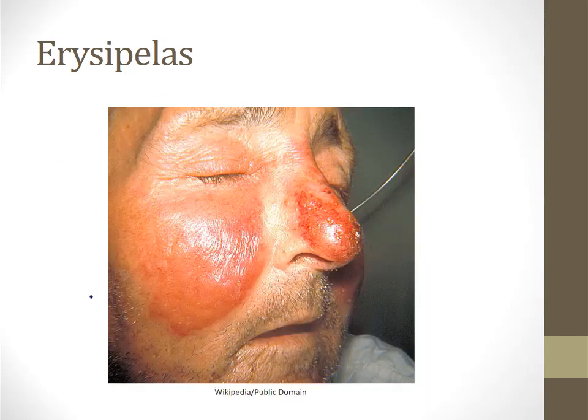Here's a picture of a man with erysipelas, and note that there is this very clear demarcation between the red and infected skin and the normal skin. That's classic for erysipelas. It also tends to occur in older patients like this man. It also tends to occur on the face. So this is a classic presentation of what erysipelas can look like. Remember, it is an infection of the superficial dermis.